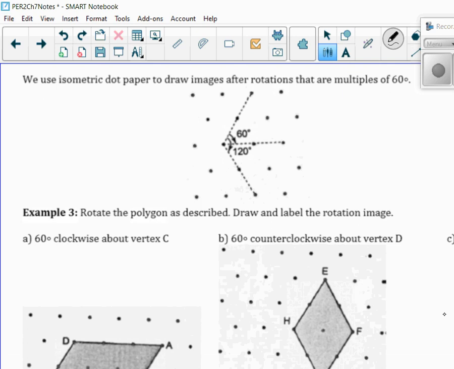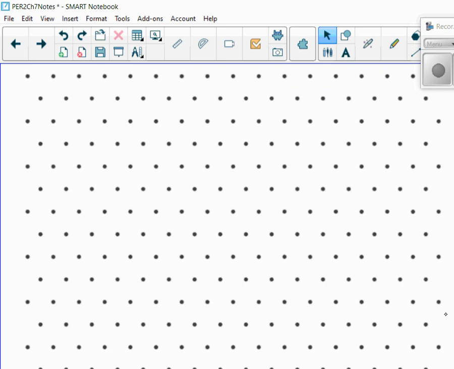Here we're using isometric dot paper to draw the images. The nice thing about isometric dot paper is it automatically measures 60 degrees or 120 degrees. If you go from one dot to another, that's 60 degrees. And then if you go, I'll use a different color pen here, from one dot to the next dot, that's 120 degrees. So on the next page is isometric dot paper.